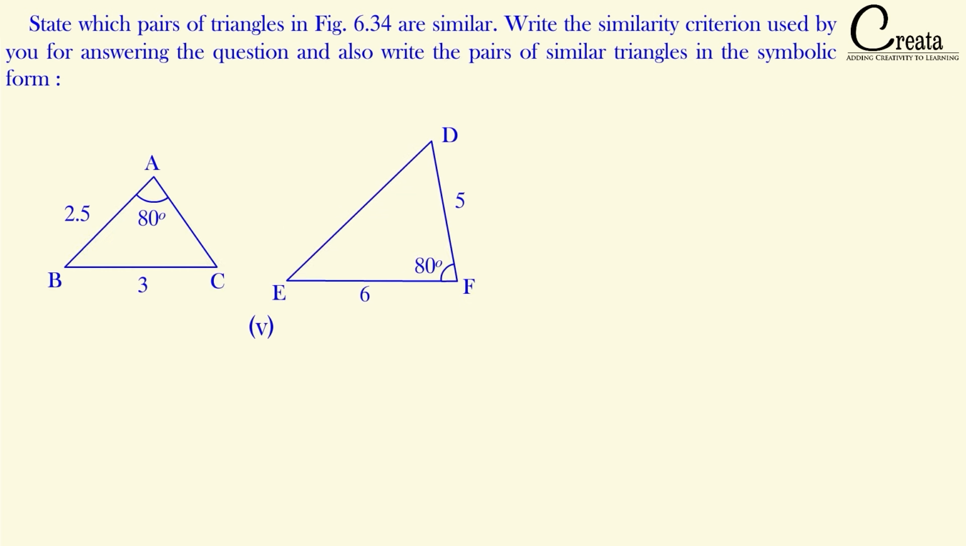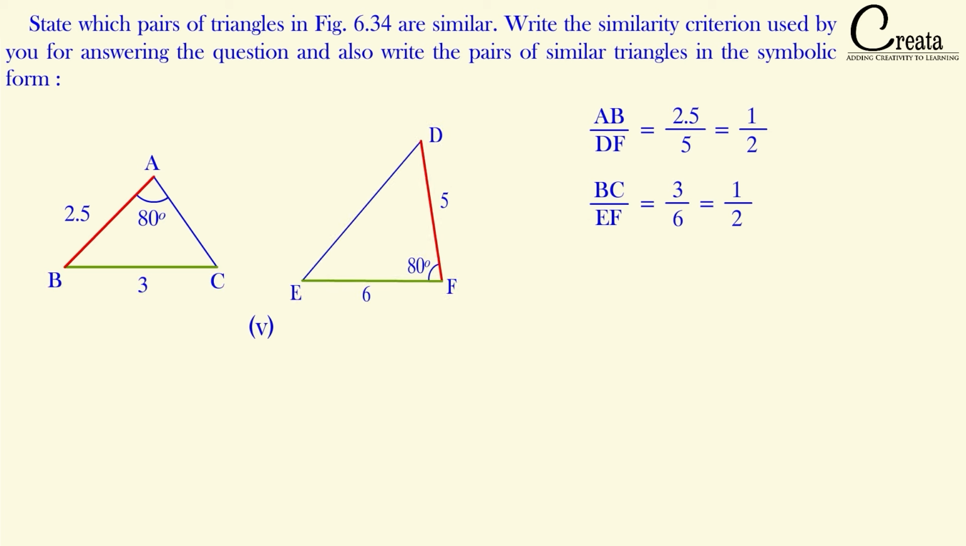Let's move to part number 5. Here triangle ABC and triangle DEF are given. One angle is given, 80 degree, angle A, and angle F is also 80 degree. Two sides are given, and in the second figure also two sides are given. Here 2.5 and 5 are basically 1:2, and 3 and 6 are again 1:2. So something is matching.